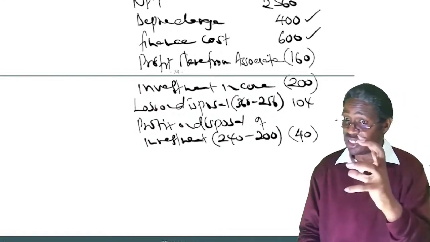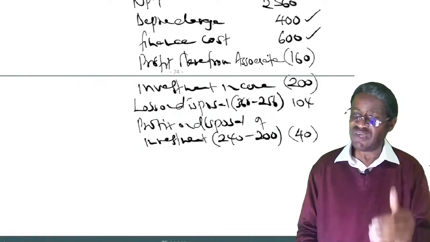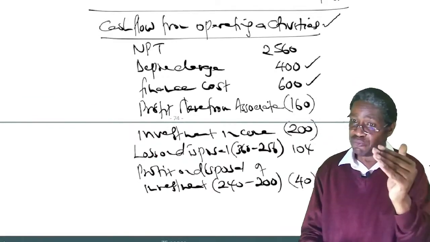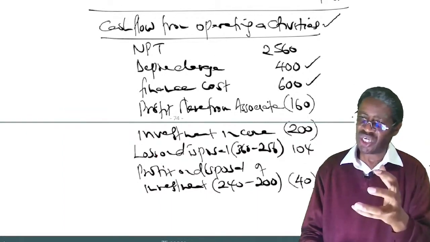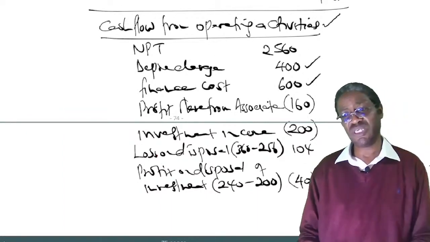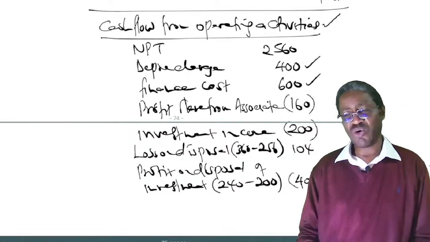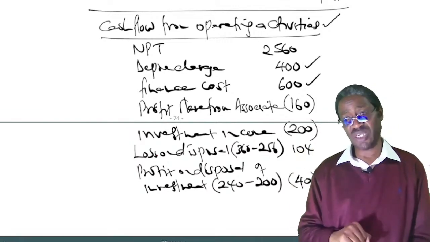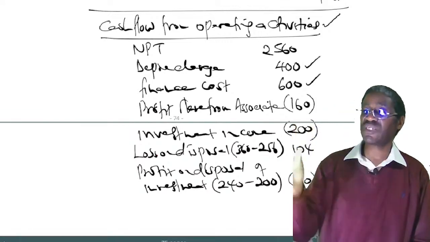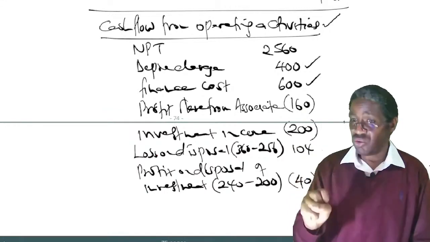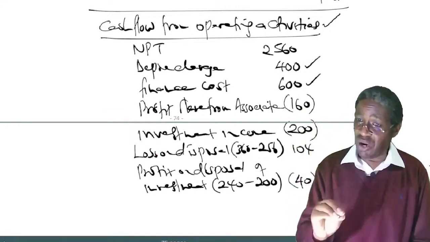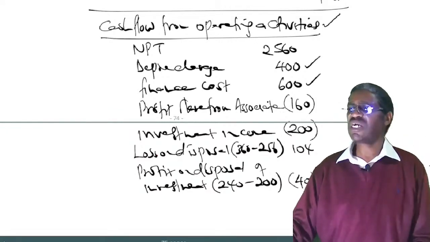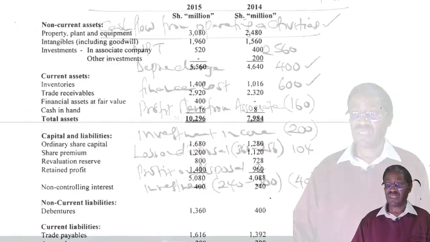So I'm hoping you're getting the concept on how to determine the cash flow from operating activities. Pick the profit before tax. Pick all the non-cash items from the question, whatever it is. Then we go back to the additional information. We are still looking now for any other non-cash item. Don't forget, we started with the income statement. From there, we have gone to note number one, note number two, note number three. We are now at note number four.